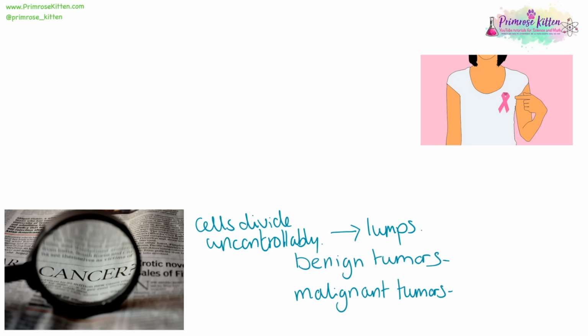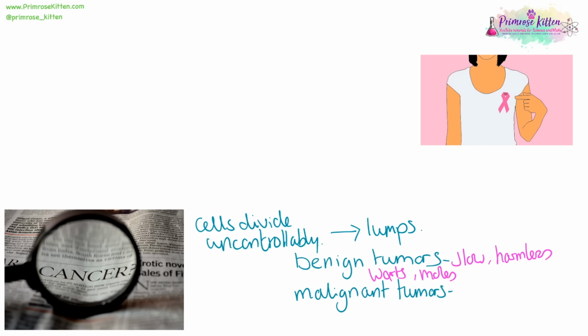Cancer is when cells begin to divide uncontrollably. This is going to lead to lumps, which for some people is the first sign that something is wrong. And these lumps can be divided into two groups, benign tumours and malignant tumours. Benign tumours are slow and are generally harmless. Things like warts or moles are benign tumours. And having a lump on your skin generally doesn't do you much damage.